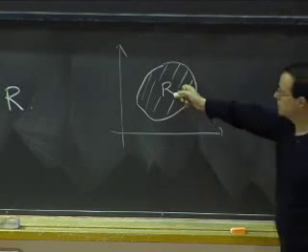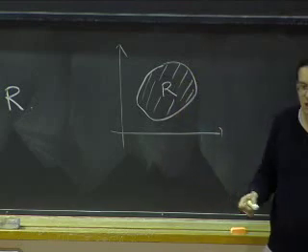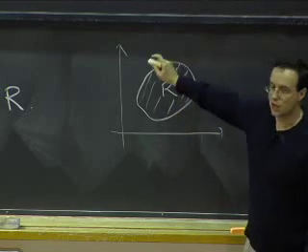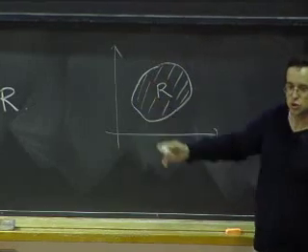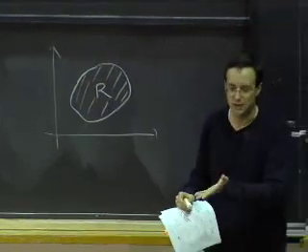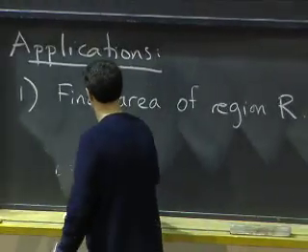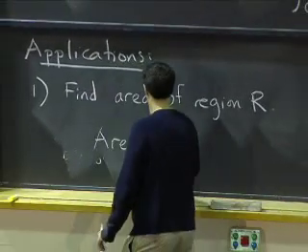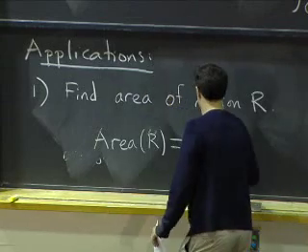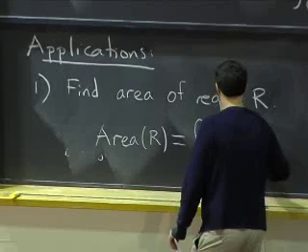So how do you express the area as a double integral? Well, the area of this region is the sum of the areas of all the little pieces. So you want to sum one dA over the entire region. The area of R is the double integral over R of the function 1.